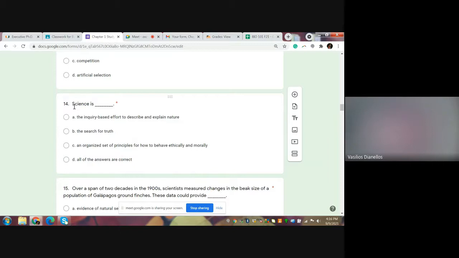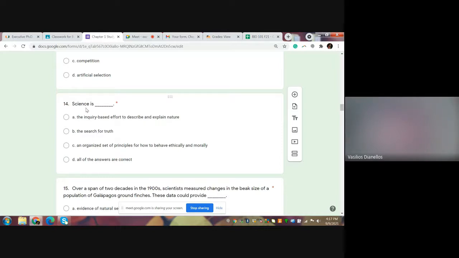Number 14, this is a pretty good one. You need to know what science is. And it is A, the inquiry-based effort to describe and explain nature. Yeah, I like the search for truth, sort of, but truth is sometimes a subjective term. I think your book included that choice because it's not very to the point. So even though you could argue that science is the search for truth, it's not as good an answer as A, the inquiry-based effort to describe and explain nature.